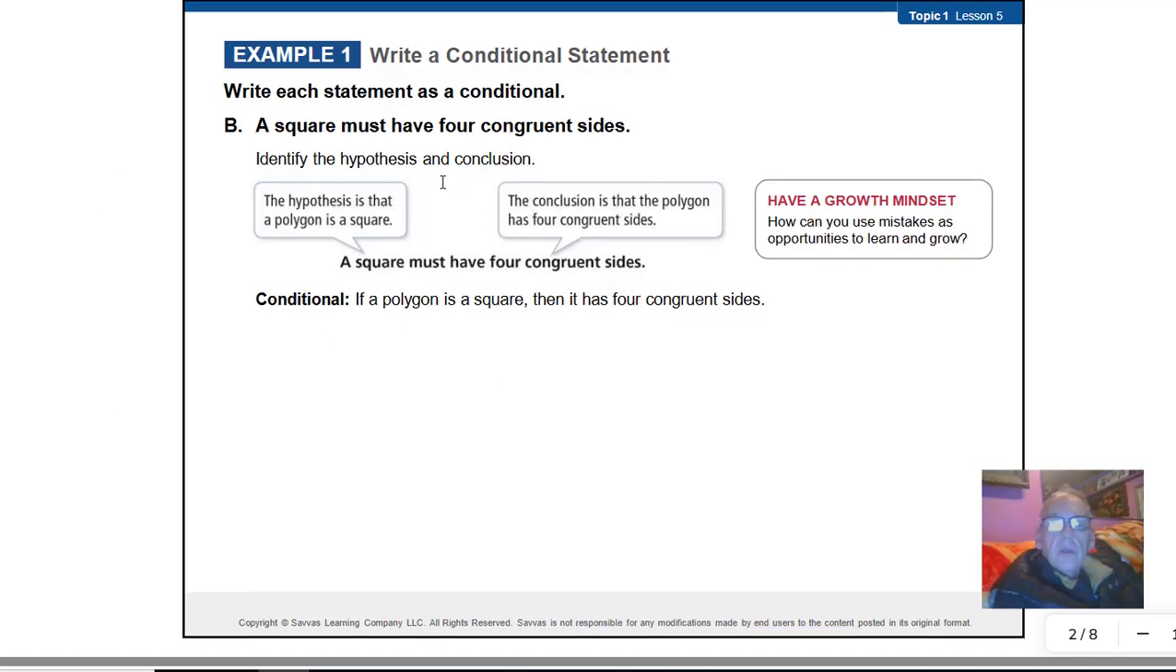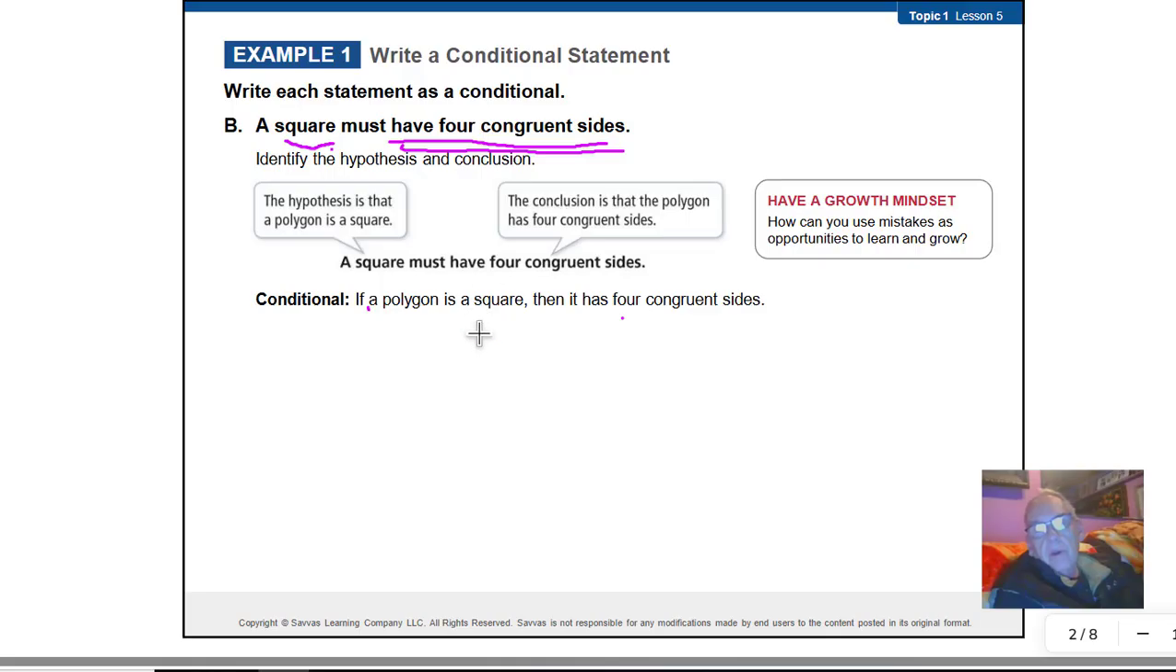Write each statement as a conditional. Okay, a square must have 4 sides. So we could say something like, if a polygon is a square, like they do here. A square must have 4 congruent sides. Notice there's no if-then, but if we're talking about a square, we could say, if a polygon is a square, then it must have 4 congruent sides. So we dug out the conditional of that.